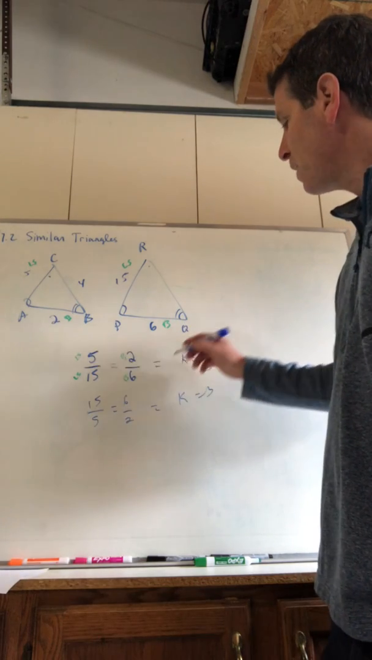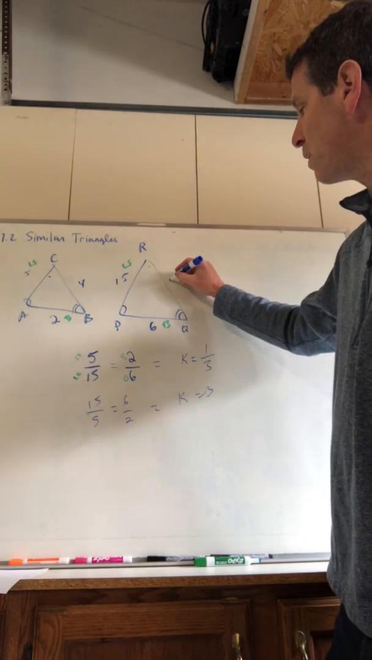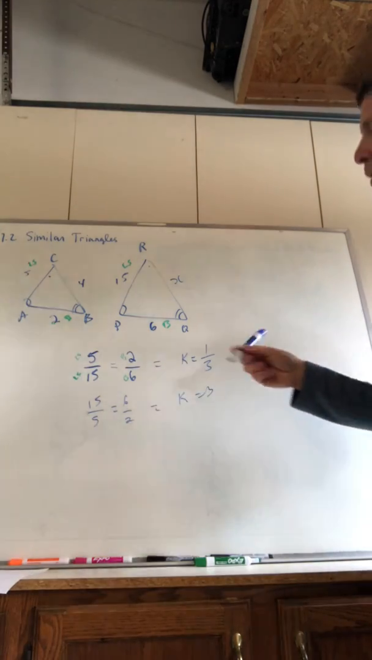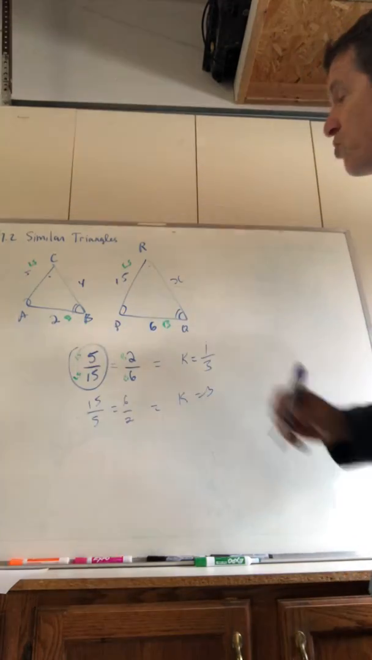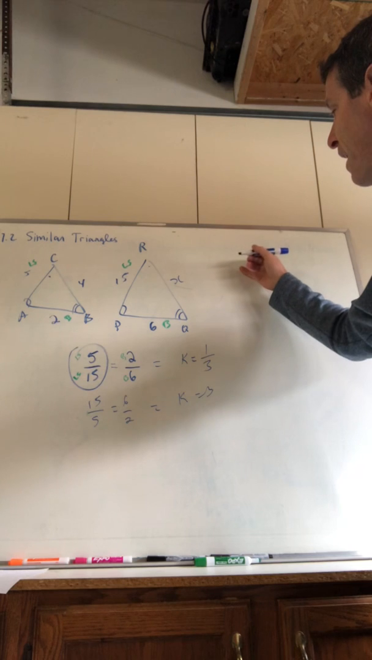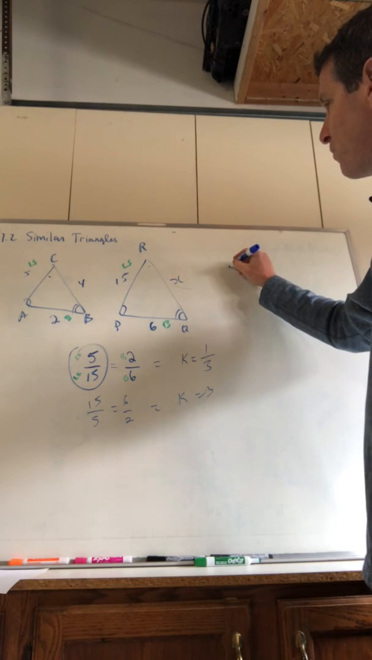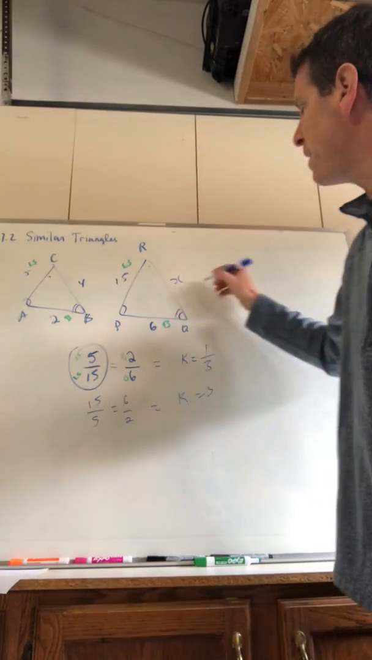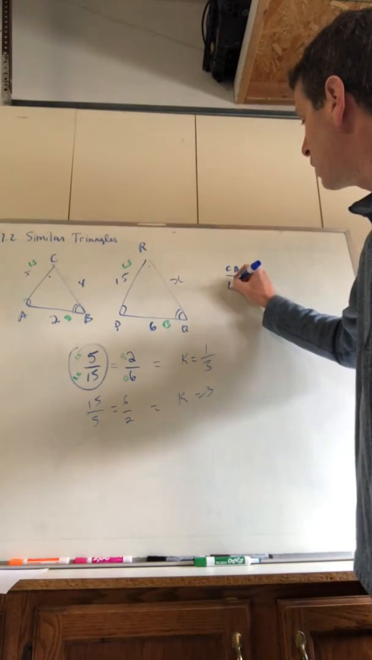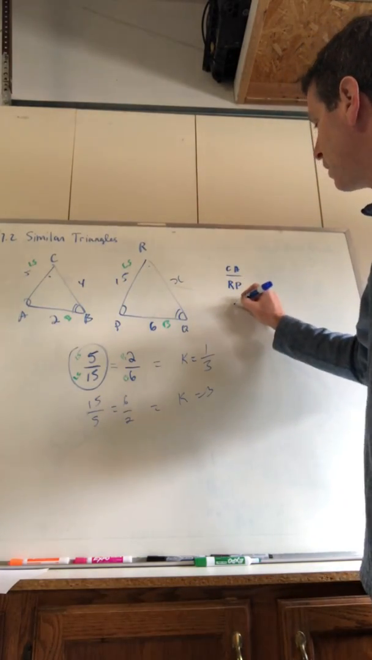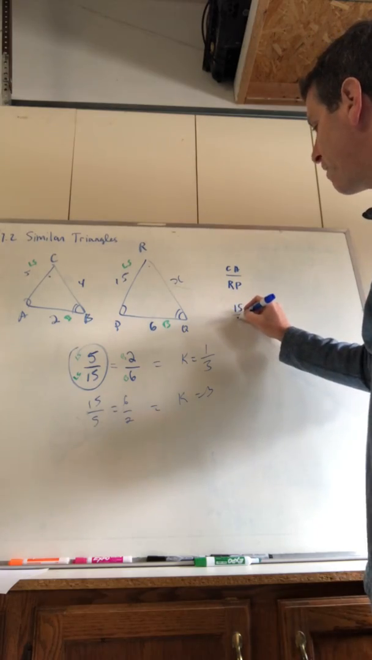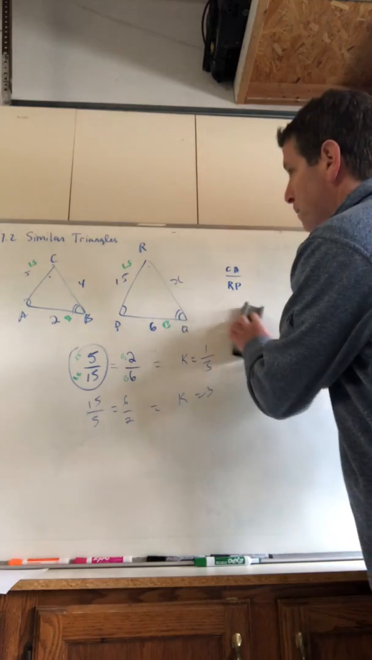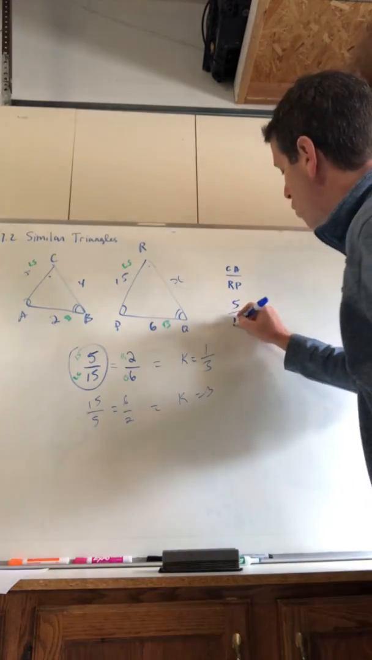Now, let's try to find out what our missing side is here. So I'm going to just take this first ratio. You could use any of the two. I'm going to take that one. And so that is a ratio of side CA to RP. And plug in the numbers. We have 5/15.